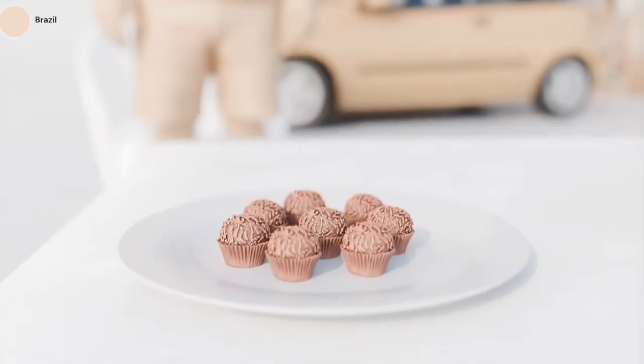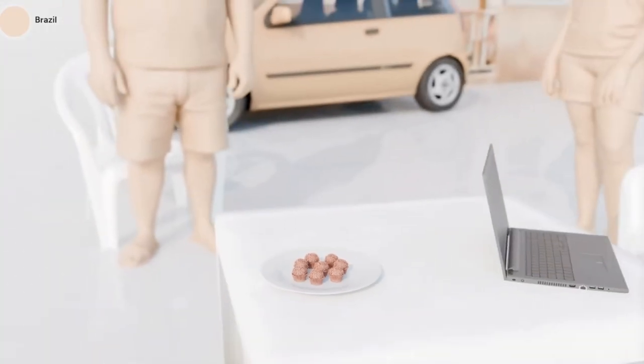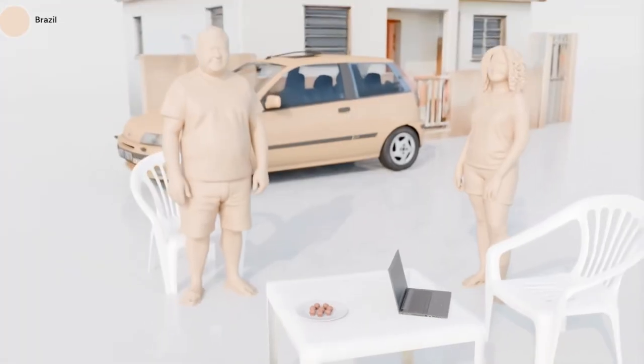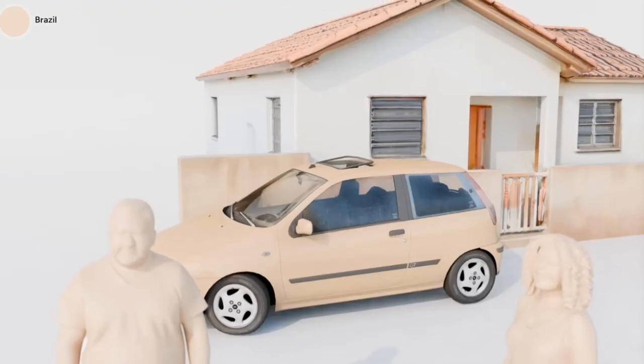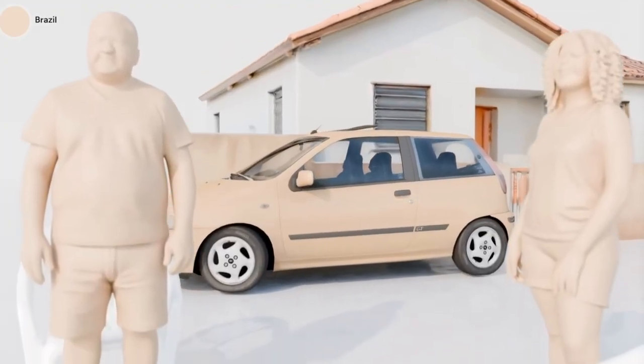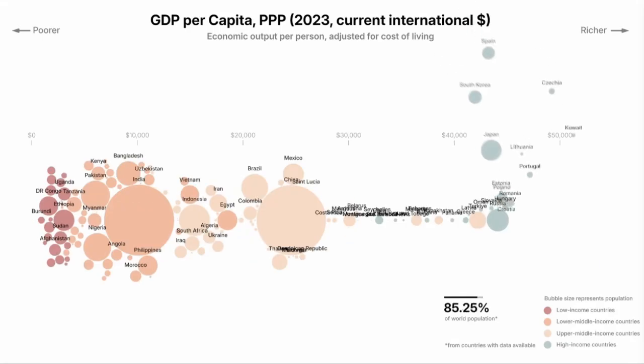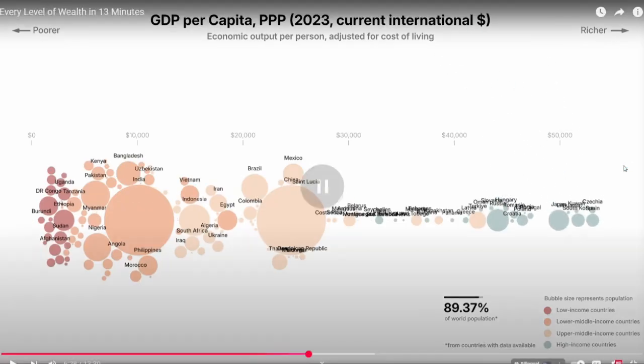Although hunger is still a problem in Brazil, more people die from obesity than undernutrition. As countries develop, the percentage of obese population also tends to increase. At this level of income, it's now common for people to have a car and a computer. Brazil is above the global average, but still far from the world's richest. If we add more bubbles, we start getting high-income countries.